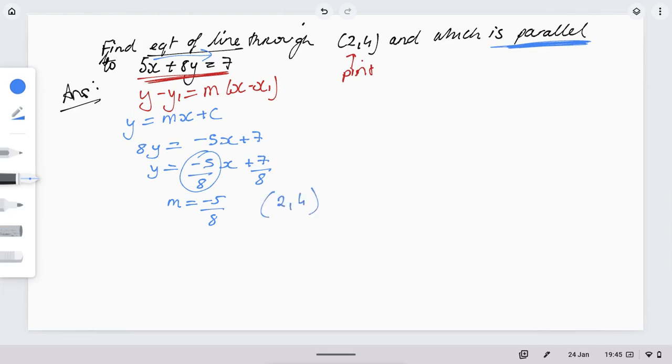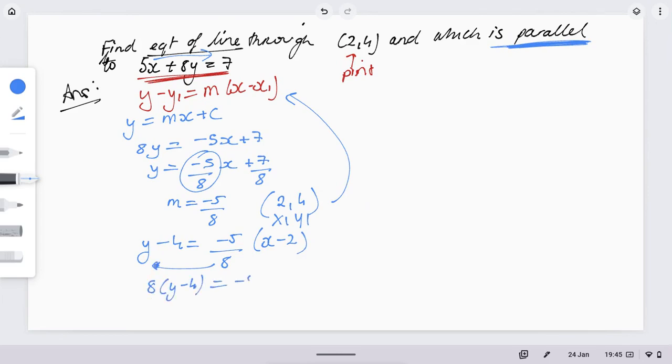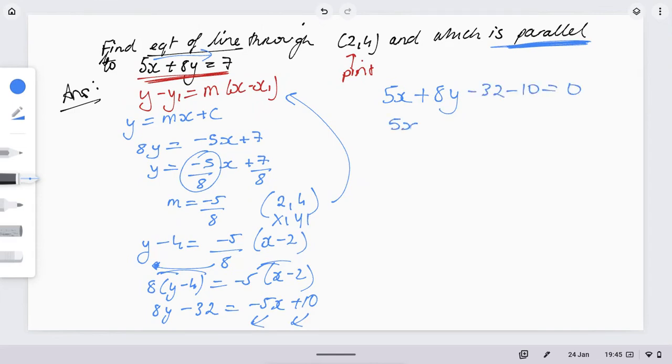I'm going to use my point 2, 4. Label your point x1, y1, and my slope is m, and fill it into that formula. So y minus 4 is equal to minus 5 over 8 times x minus 2. Whatever on the bottom comes in front. And I will get rid of the brackets by multiplying. And then just tidy up. So we have 5x plus 8y minus 32 minus 10. 5x plus 8y minus 40 is equal to 0.